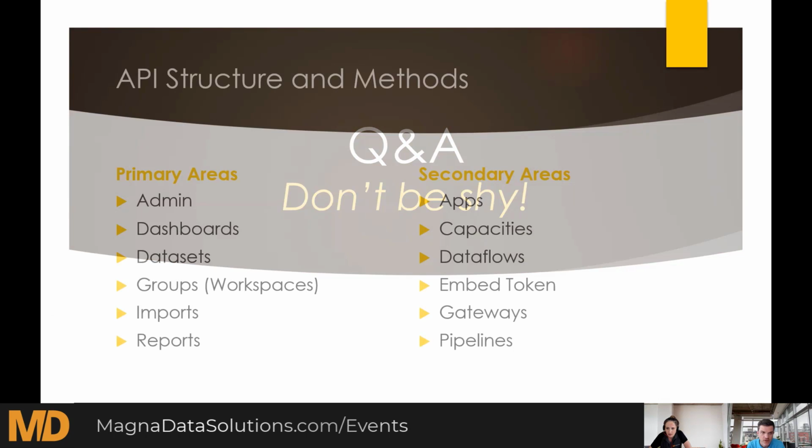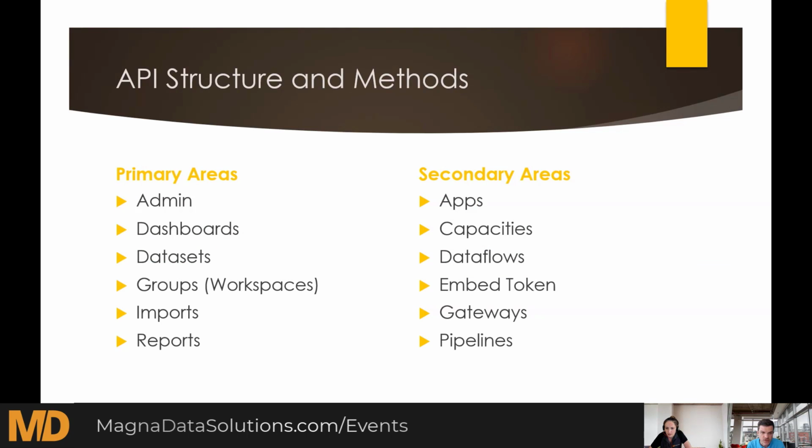Okay. Cool. So the API structure and methods, we've looked at these already. I just wanted to have a visual here for everyone so that it's clear, and we'll go through each one here. There's an administrative API that will take care of things like tenant settings and those types of tasks that are typically available to an administrator, and you do have to have Power BI administrator rights inside of your tenant to make those calls.